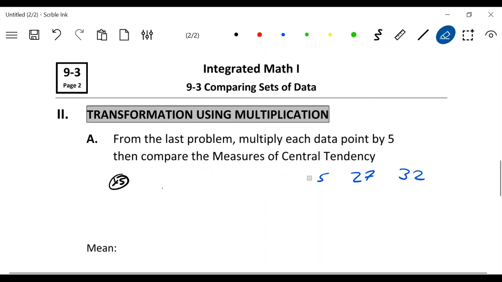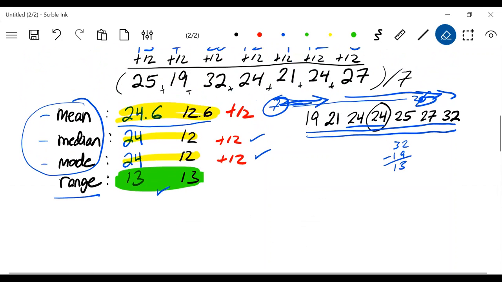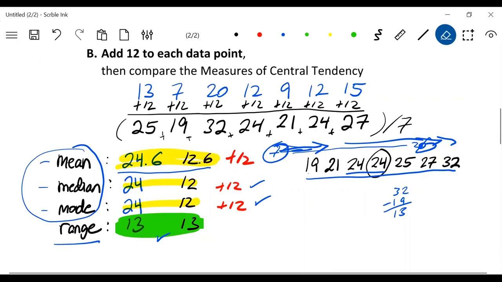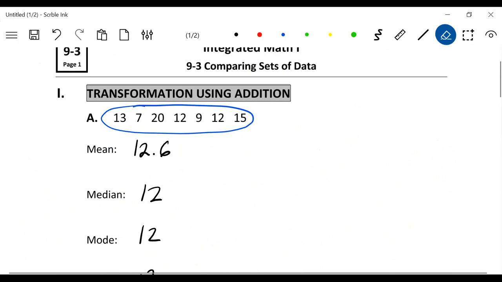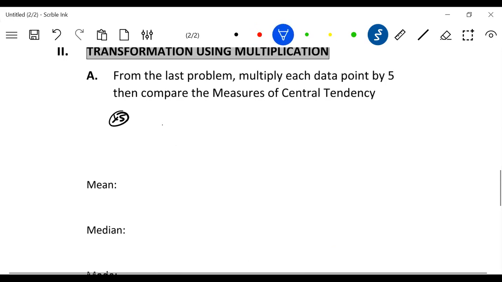Let me cross these out because I took these numbers that were already added 12 to, when actually I need to take the original numbers. So the original numbers, now let's come back and let me put them in. It's 7, 9, 12, 12, 13, 15, and 20. So I apologize for that. Please fix this if you're following along.